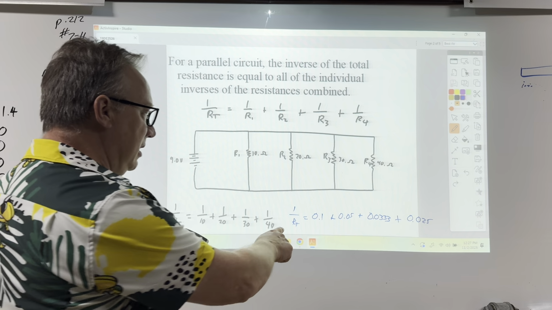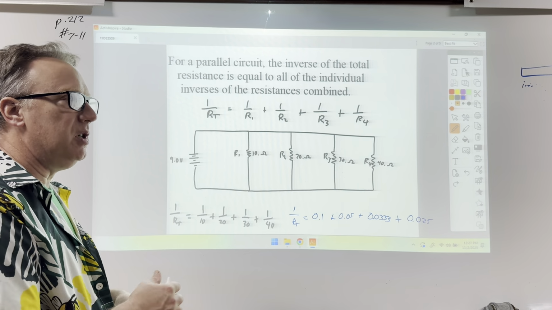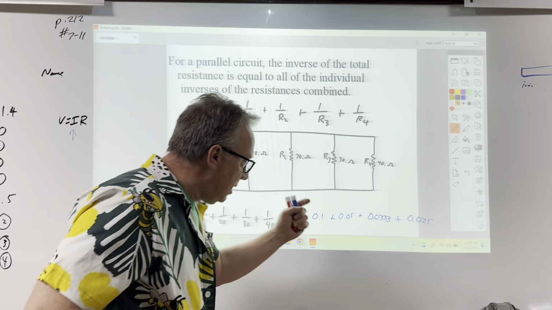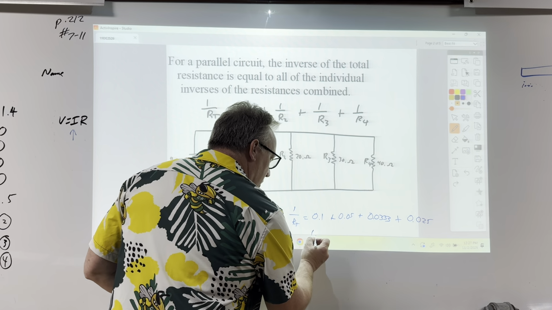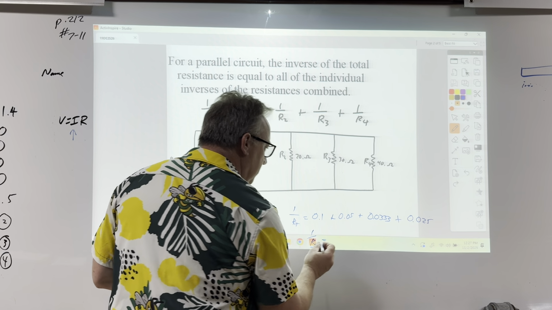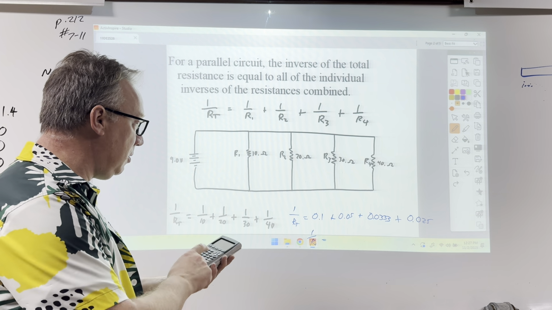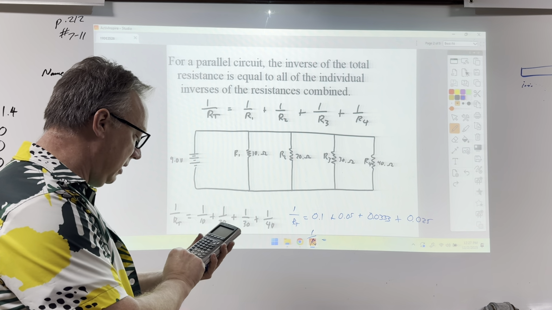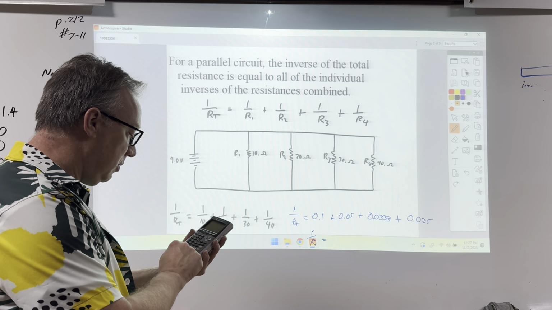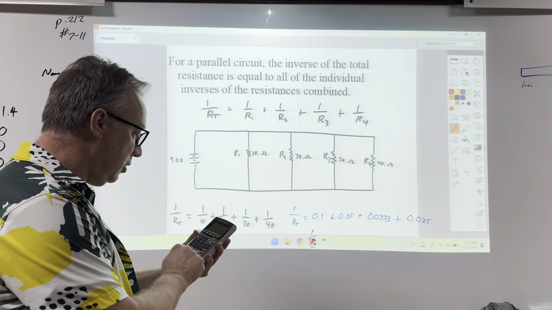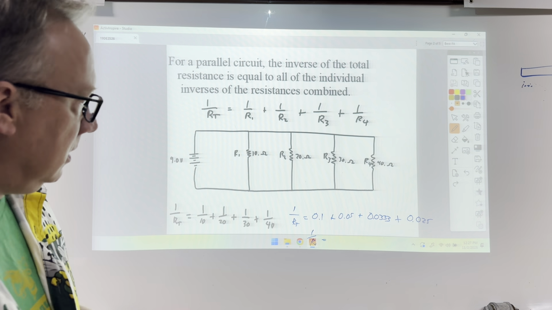Okay, so add these guys. Here's the mistake we kept making last week, and the mistake that's easily made. When you add these together, you don't get RT. You get 1 over RT. Easy mistake to make, but we've already made it several times, so we need to be aware of that. Add these together, we get 0.15 plus 0.0333 plus 0.025 equals 0.2083.